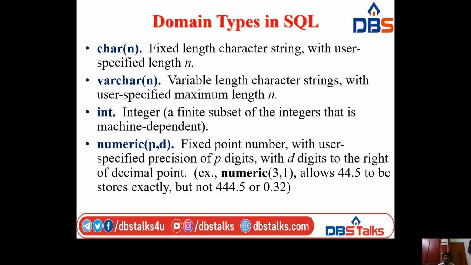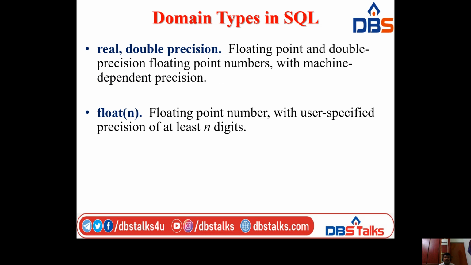Now coming to numeric(p, d). For example, if you are using floating point numbers, for that purpose we take numeric as the data type, with some p comma d. How many digits there are after the decimal point is specified by the parameter d. Then real, double precision, and float are also used to specify such numbers.